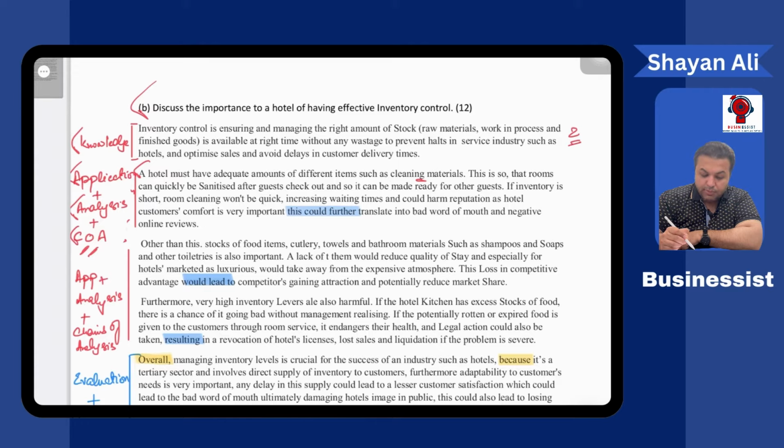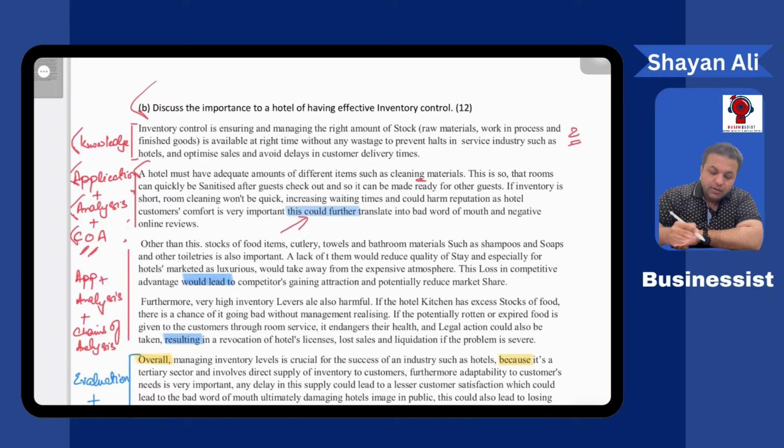Comfort is very important. This could further translate into bad word of mouth and negative online reviews. Again, we have to use words like this will lead to, because of this, hence, thus, therefore. So this is basically connecting or making chains of analysis.